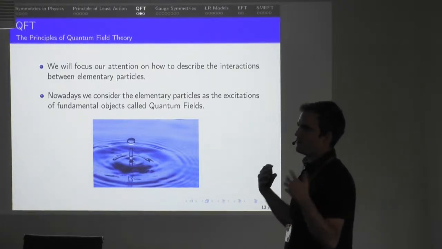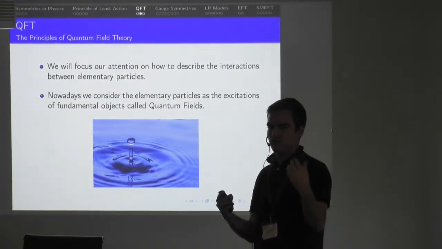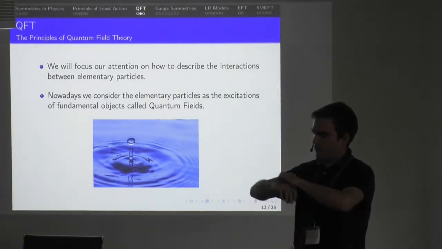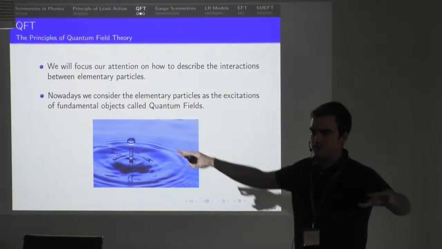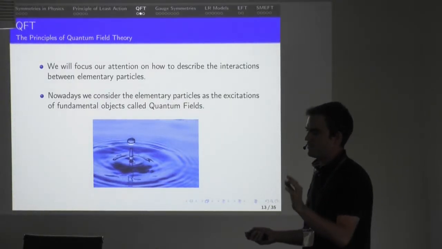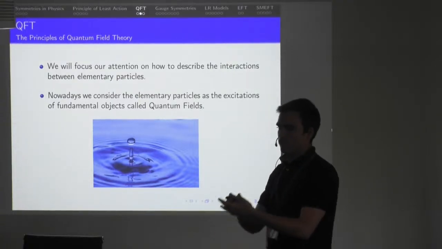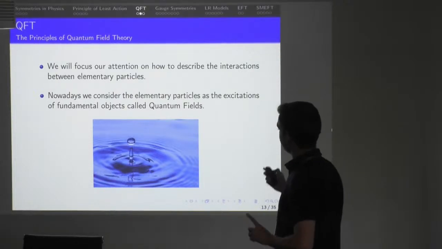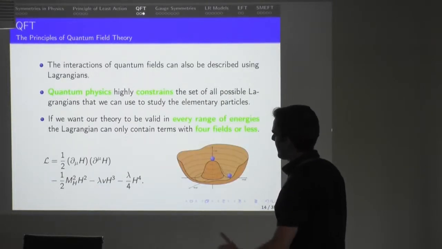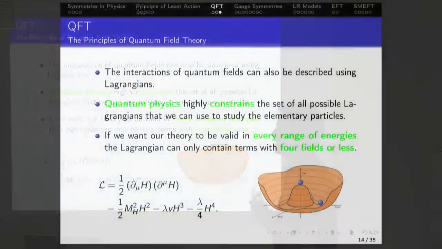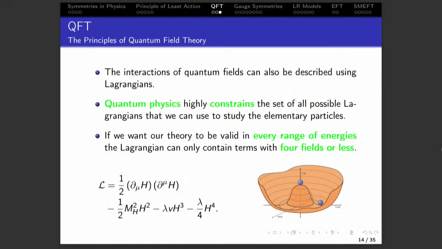This is how we unify the idea of, for example, electromagnetic waves and photons. We have a field, an electromagnetic wave, which is all over the space, and it has several excitations, which are precisely the photons. But this is also true for electrons, neutrinos, every elementary particle. Okay, and this is the crucial point. The interactions of quantum fields can also be described using the Lagrangians that we had before.